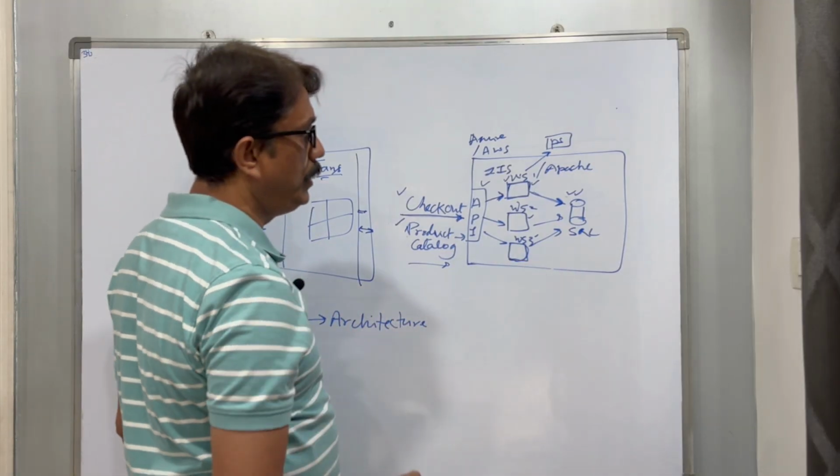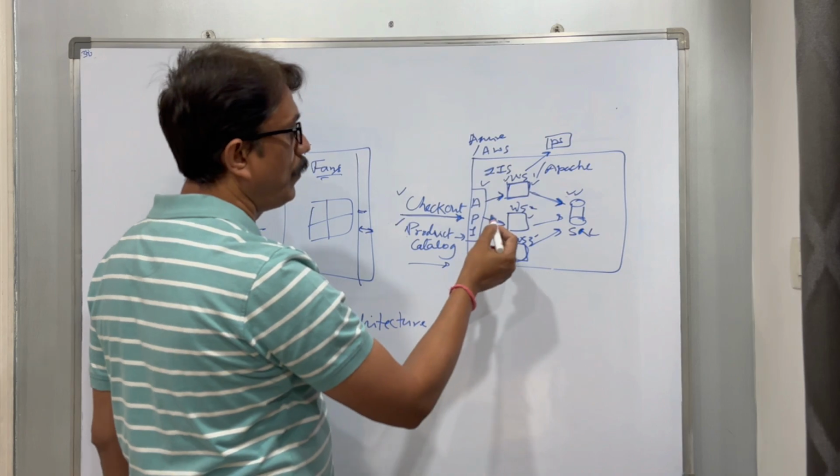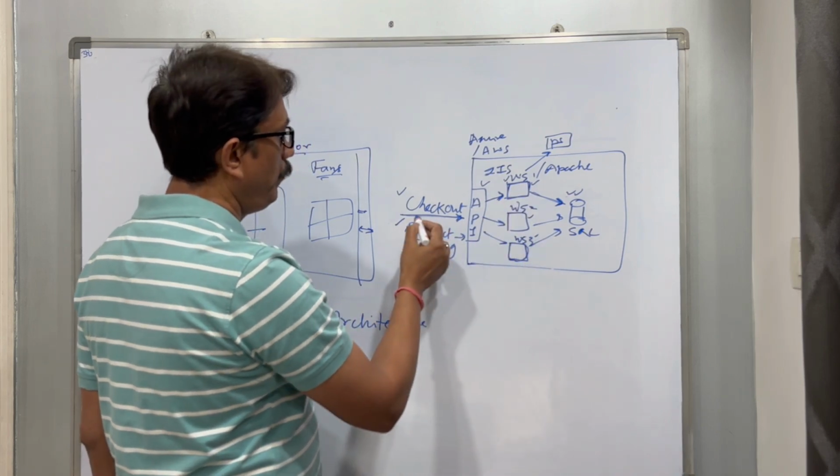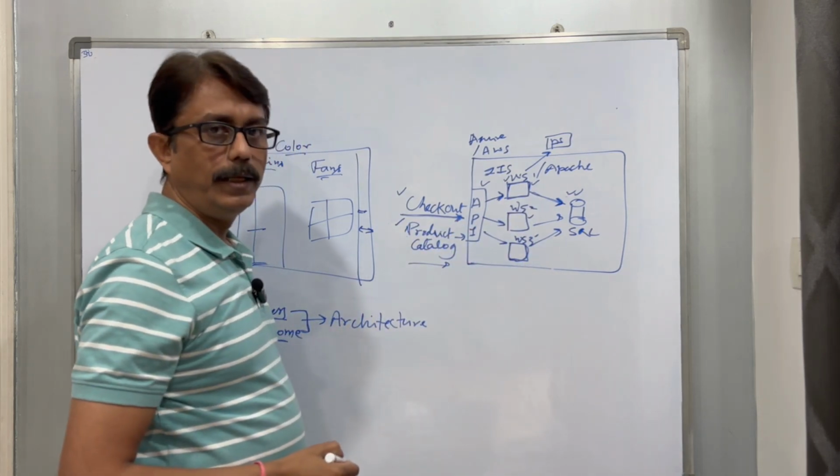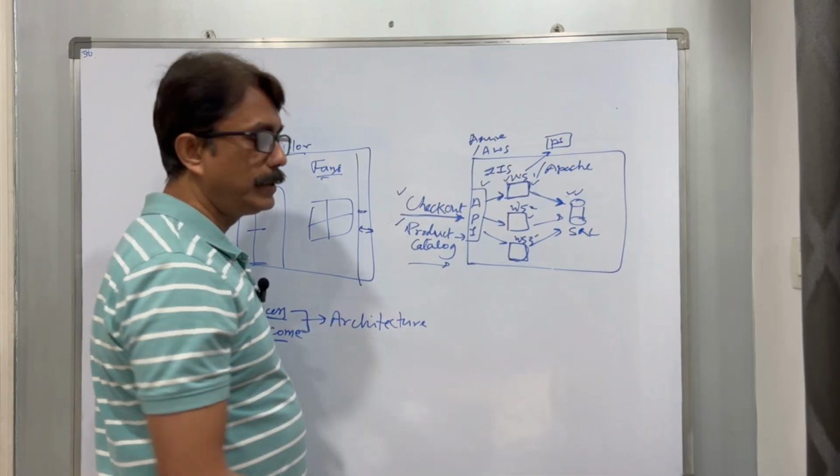Similarly here, if we see, for example, when we implement the checkout feature, we might have multiple classes.